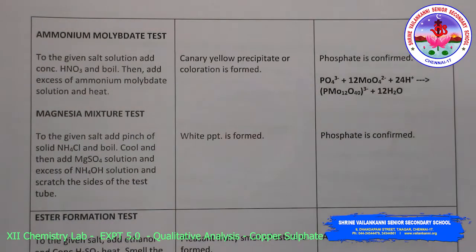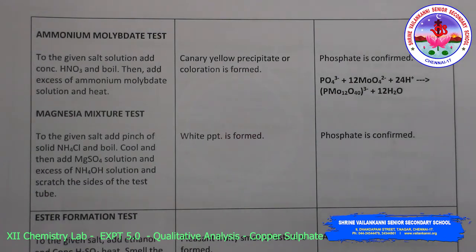Ammonium molybdate test. To the given salt solution, add concentrated nitric acid and boil. Then add excess of ammonium molybdate solution and heat. A canary yellow precipitate or color appears, which means phosphate is confirmed.